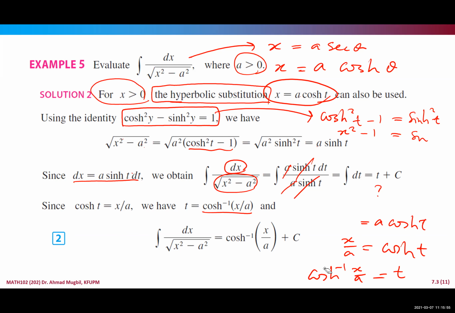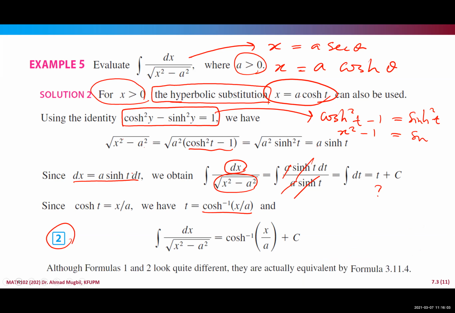So look at this integral, the same integral that we had before, but it looks different. Formula number 2 is different from formula number 1. You recall formula number 1 was like this: ln of x plus the square root of x squared minus a squared, plus c. Indeed, they look different, but in fact they are equivalent. You just need to recall the formula in 3.11.